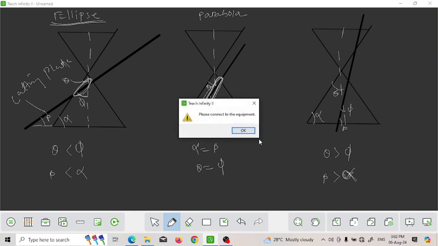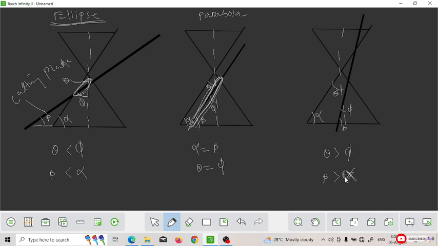Now when theta is greater than phi and beta is greater than alpha, after cutting this cone with this cutting section plane, the curve we obtain is called a hyperbola. Okay, this is ellipse, this is parabola, and this is hyperbola.